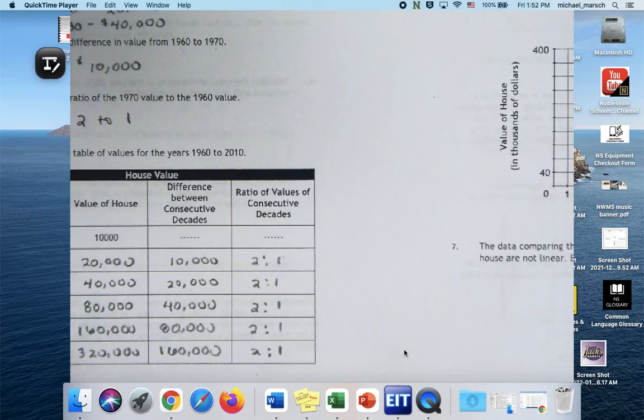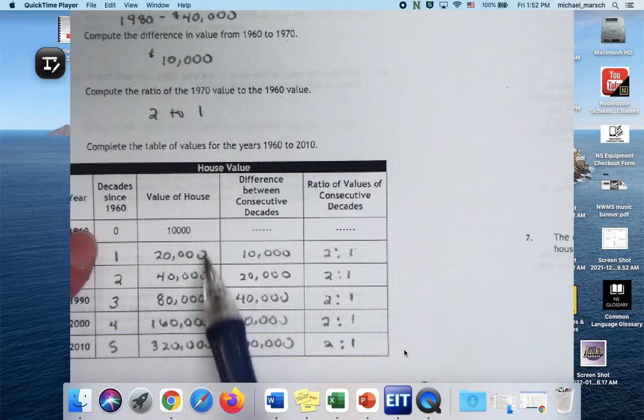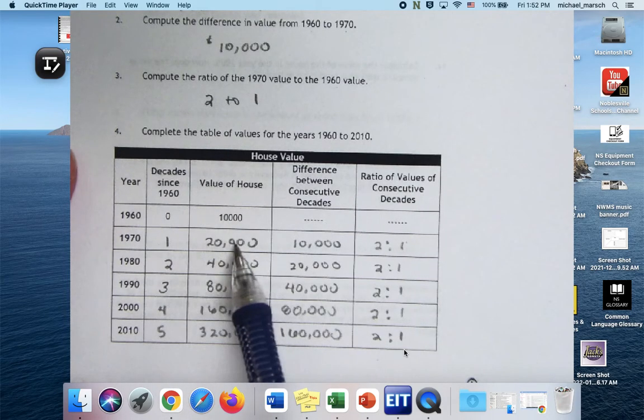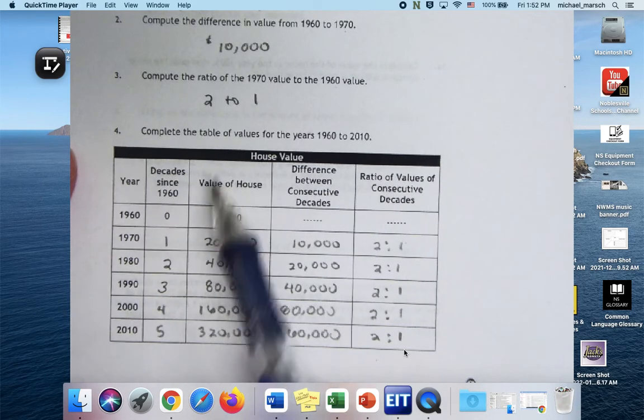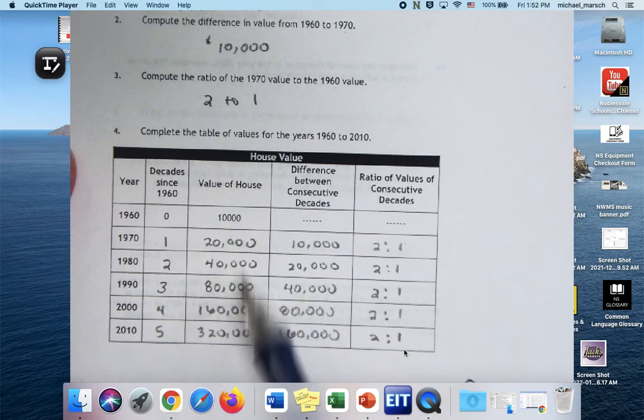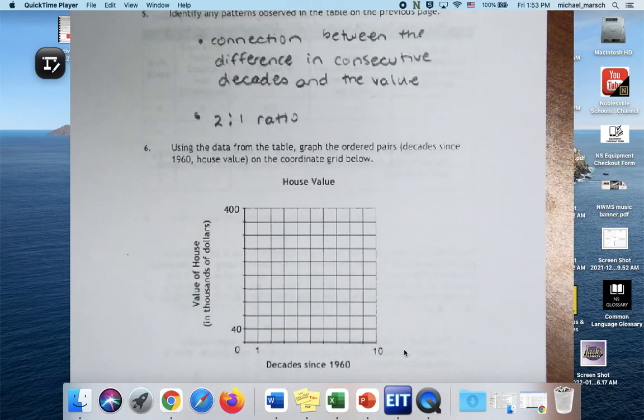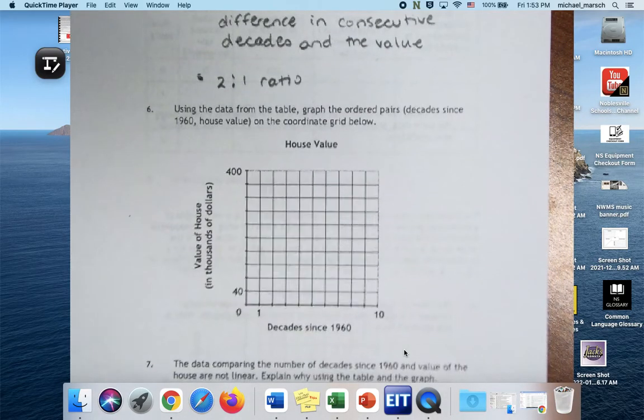Grid below. So we're going to use these as our ordered pairs. So we're going to have 0, 10,000, 1, 20,000, and so on. Right? So this is my x, and this is going to be my y value. Okay? So go ahead and do that. Go ahead and graph those.